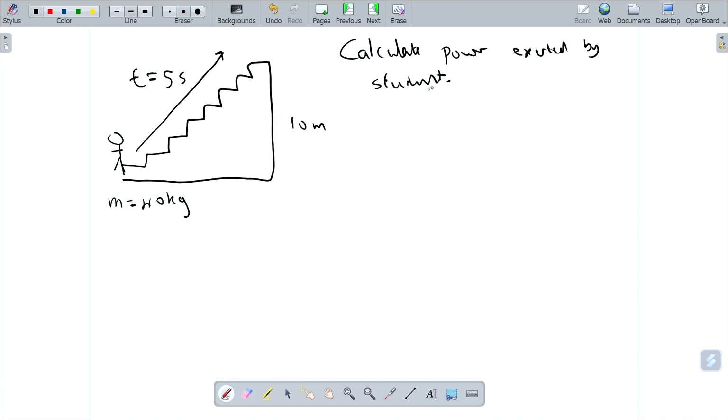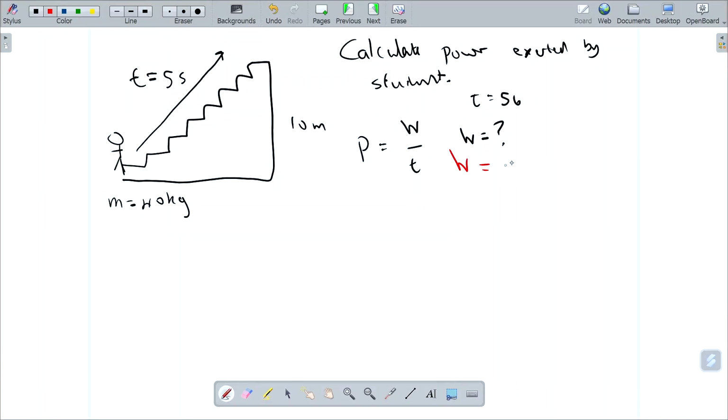Right, so we want to work out the power, the rate at which work is done. So power is the work divided by the time. Let's write down what we know. We know that the time is 5 seconds. We don't know what the work is. Is there a way that we can calculate the work? Of course, we can calculate the work, remembering that the work is equal to F delta x cos theta.